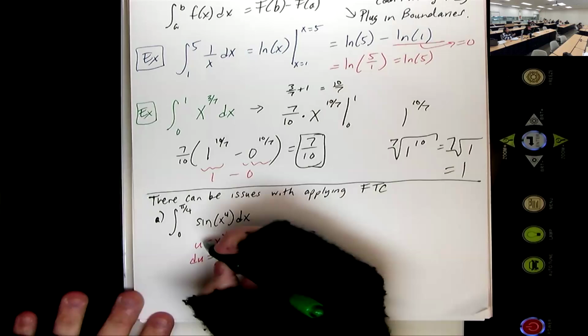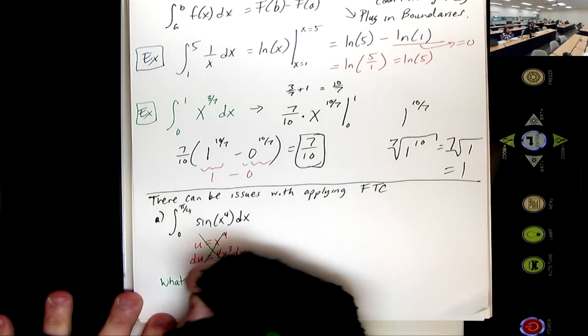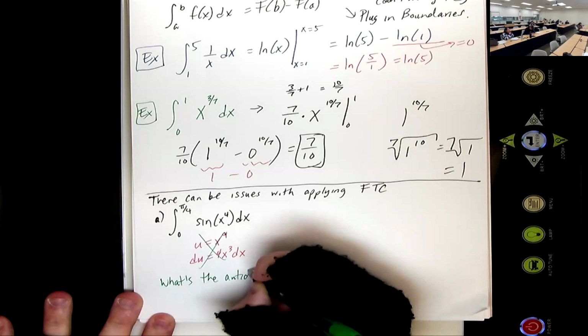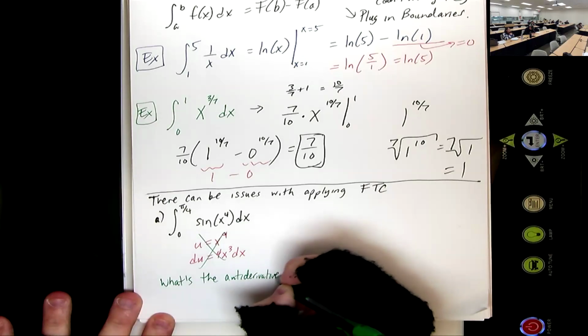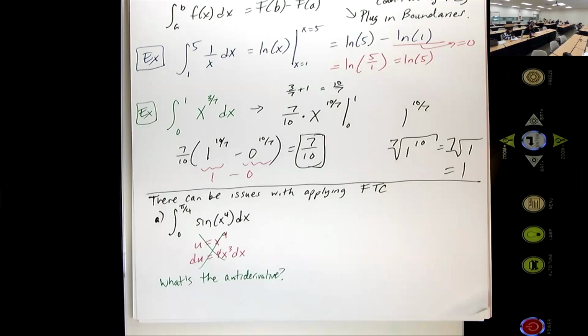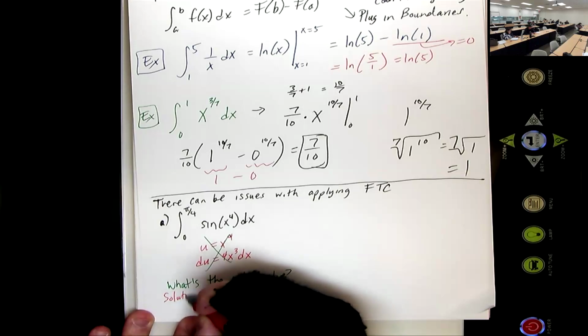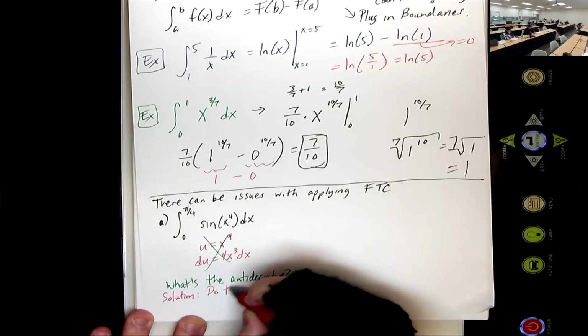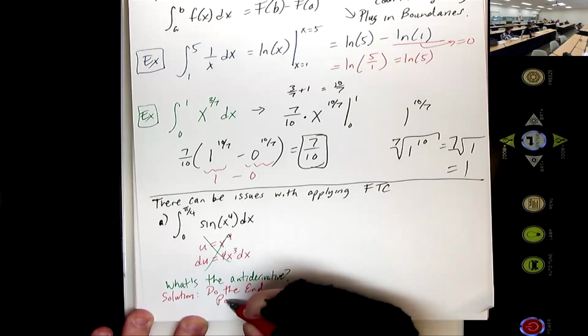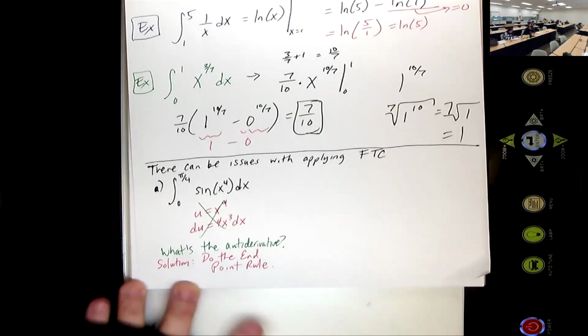So the problem here is, what's the antiderivative? We have no idea. No clue. So we can't really apply this as is. You kind of would need to do it graphically and maybe do the endpoint rules or something like that. So the solution is to do the endpoint rule idea, but we're not gonna do that. The point is to point out that it doesn't work for everything.